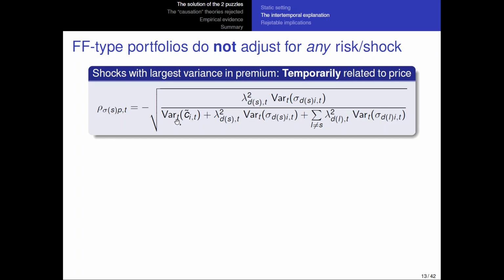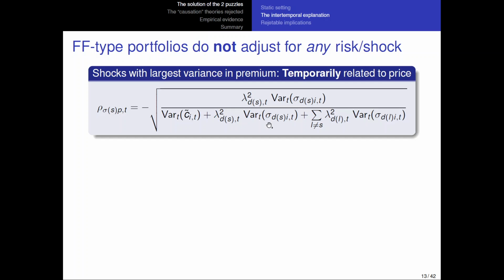So what this means is that the risk that is going to be more correlated with price is going to be the one that generates the highest cross-sectional variance in risk premiums. Now, what's the problem of this for the idea that there is a risk intrinsically correlated to size? Well, the problem is that the risks that generate the largest cross-sectional risk premium are not the same in every period.